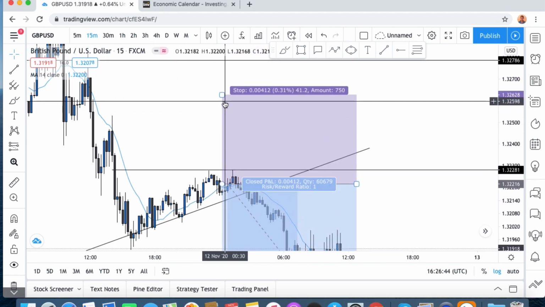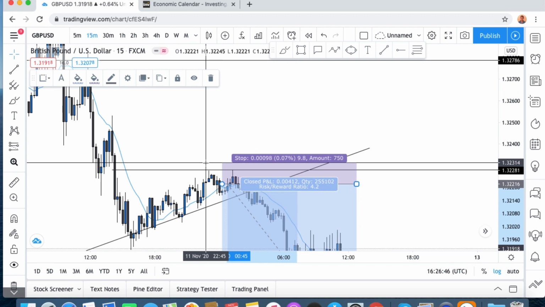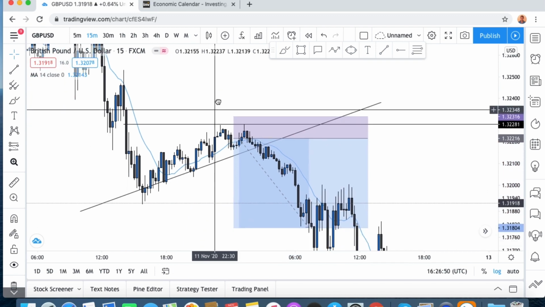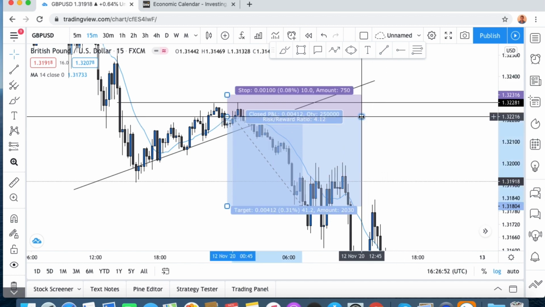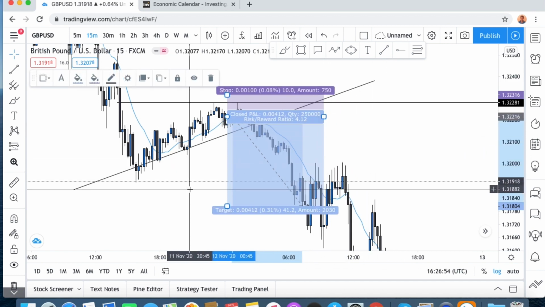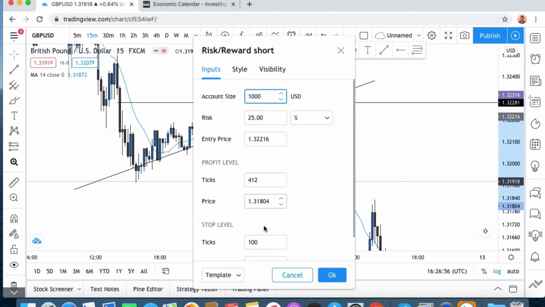Stop loss would be above structure, right? So stop loss would be at around 10 pips. Put it at 10 pips. I like to give my stop loss breathing space. So obviously I go for a 1 to 3 risk-to-reward ratio, so my take profit would be 30 pips, right?